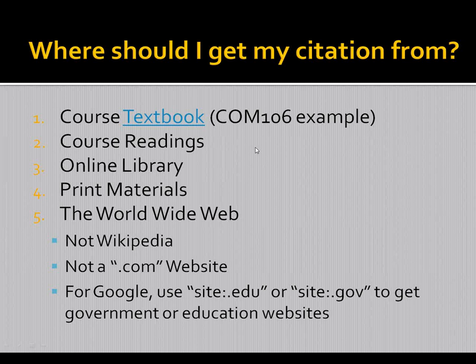I wouldn't use any .coms just because .com stands for commercial, and you may have biases inherent with that particular website. If you do use Google, Google has this thing where you can type in SITE and a colon, and then you can determine which type of site or domain that you want to look for. So you can select only educational websites or government websites by using either of those two commands at the bottom of the screen there.